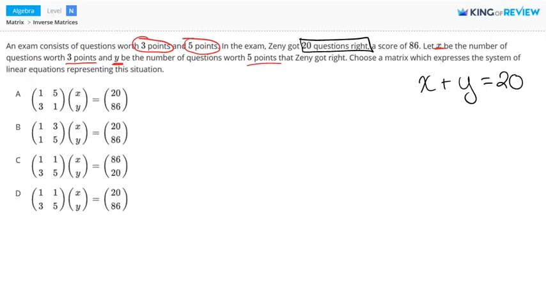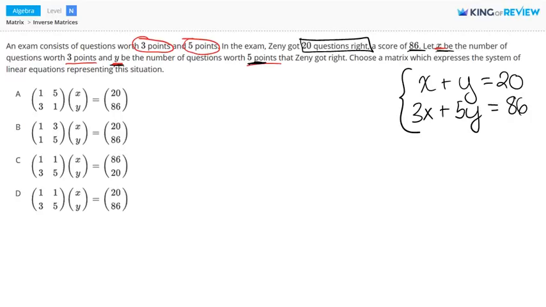Now let's consider the values of each question. We know that Zinni got a total of 86 points. So we need to make an equation that equals 86. So let's look at X. Each X question is 3 points, so that's 3X. And each Y question is worth 5 points, so that would be 5Y. So we have 3X plus 5Y equals 86. So this is our system of equations here.